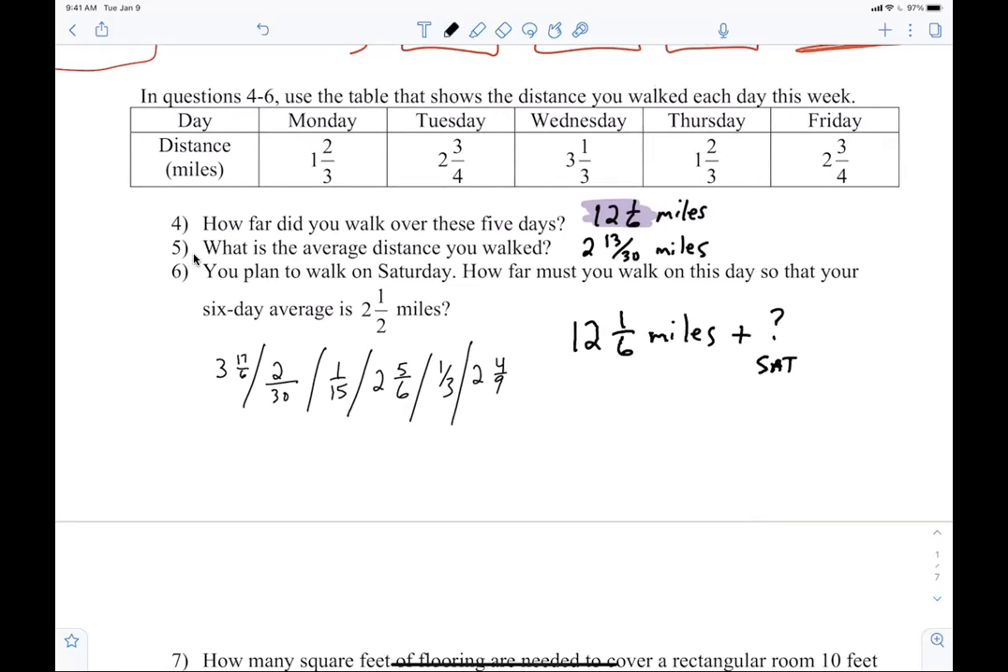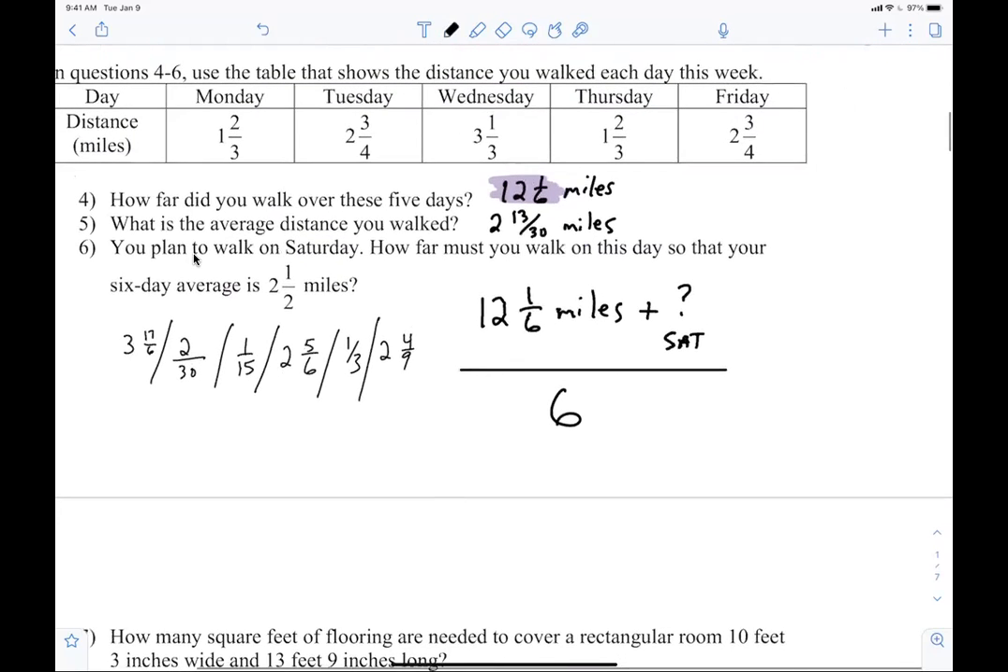Now, how many days would that be then? How many days are we walking total? We're walking 6 days, correct? So if we're going to walk for 6 days, I'd have to divide that by what? I'd have to divide that by 6. Does everybody agree with that? And then I want that average to be what? What do I want the average to be? 2.5.